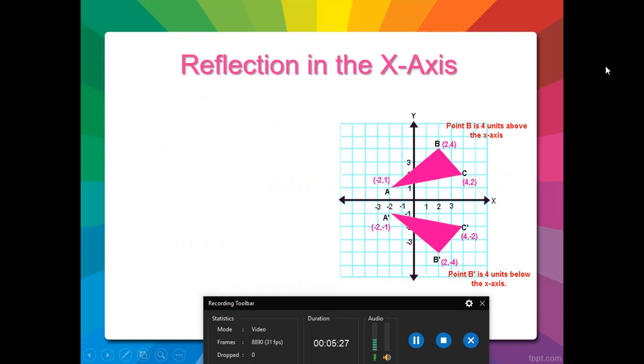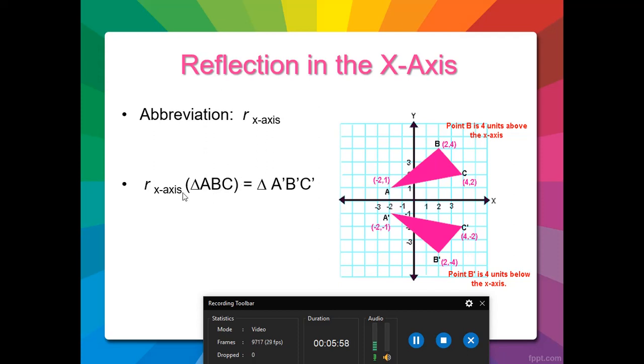The reflections we're going to look at today involve using our X and our Y axes. So if they want you to reflect in the X axis, they're going to use a lowercase r as an abbreviation, and in subscript, they're going to put X axis. We use a lot of notation to simplify the process. So if you were to read this, it says reflect in the X axis, triangle ABC. Triangle ABC is your pre-image, and it will equal or create triangle A prime, B prime, C prime, which is the image. Let's look at this diagram to see if we can figure out what's happening.